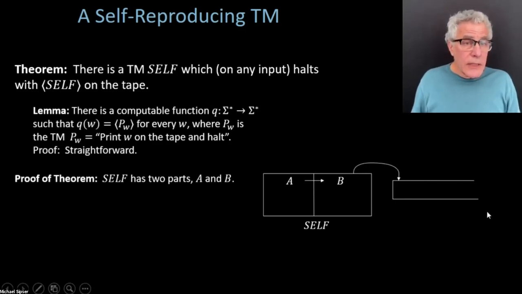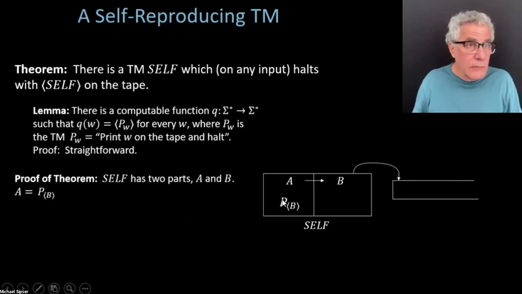So A is going to be something super simple. A is going to be that machine which prints out B, prints out a description of B, the one that I described up here. So remember, P sub W is the machine which prints out W. And P sub the description of B is simply going to be a machine that has this string, the description of B, stored in its states and transitions. You turn on that machine and it prints out B, and then it's done. So A is very simple.